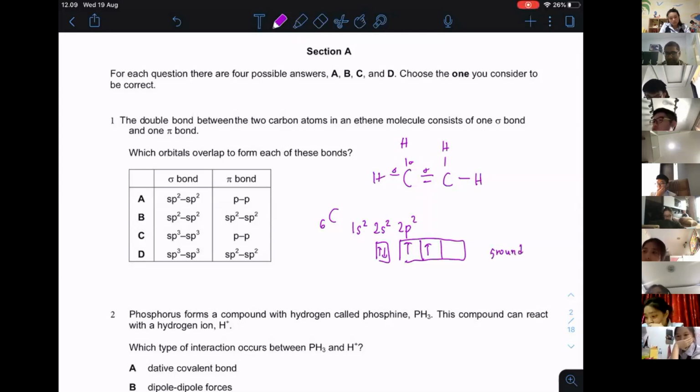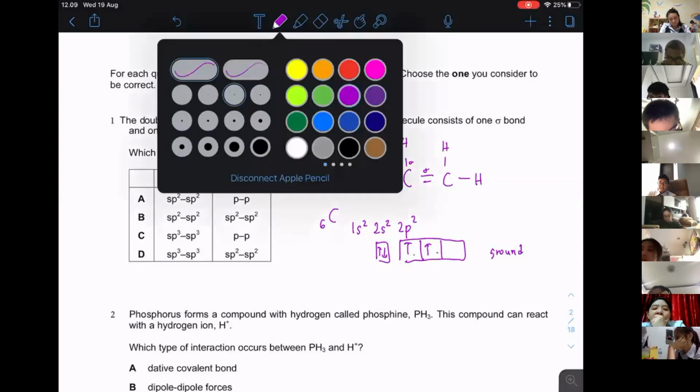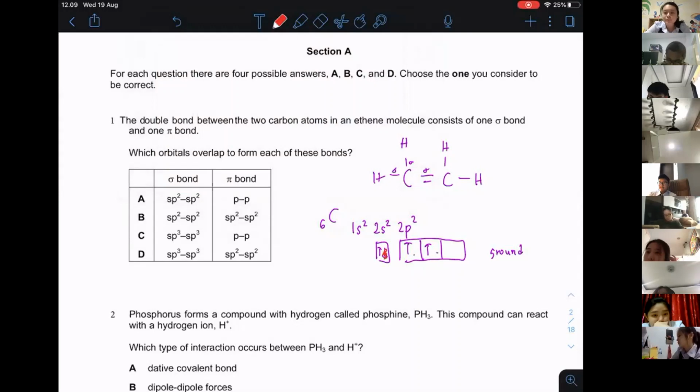You are going to have an excited state, where hybridization will happen. Hybridization is preparing the orbitals for the electrons. Each carbon needs 3 parts for bonding, but you only have 1 and 2 for bonding. They are not ready yet. So this electron will come over here, and this is no longer the ground state. This is the excited state, where the electrons are arranged in this way.